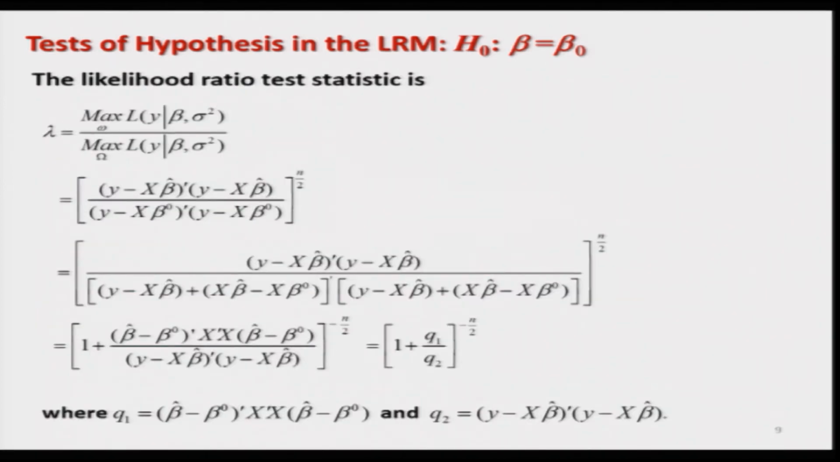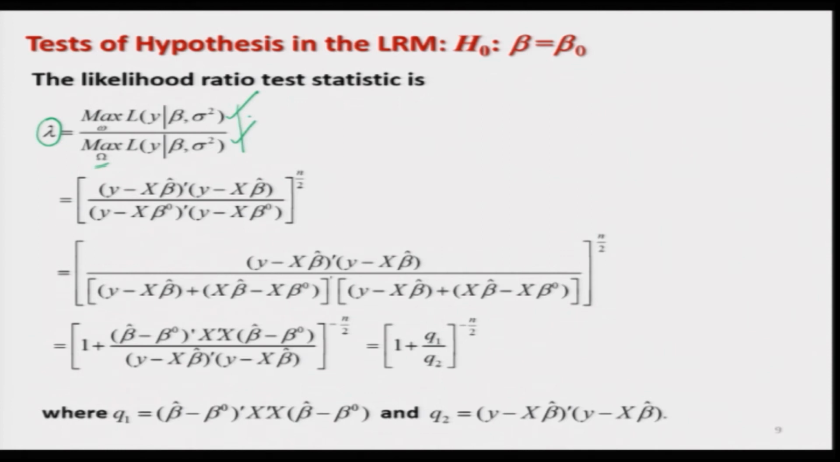Now, the second step is we need to find out the likelihood ratio test statistic. So, we know from the theory of statistical inference that the likelihood ratio test statistic is given by the maximum value of the likelihood function under small omega divided by the maximum value of the likelihood function under capital omega, right. And this is usually indicated by the symbol small lambda. Now, you have obtained these expressions earlier for the numerator and denominator.